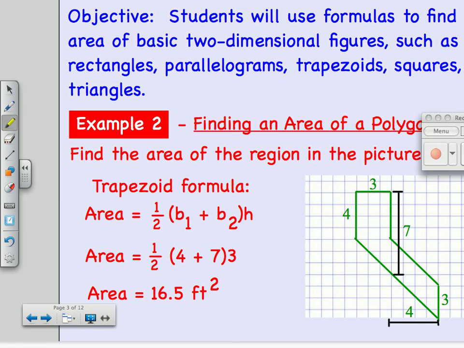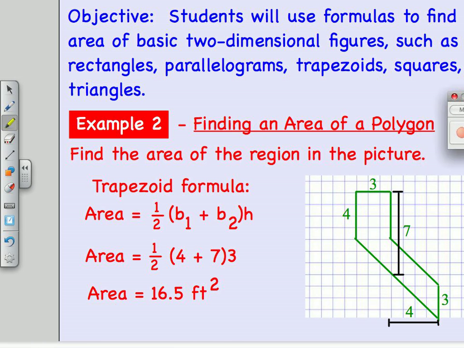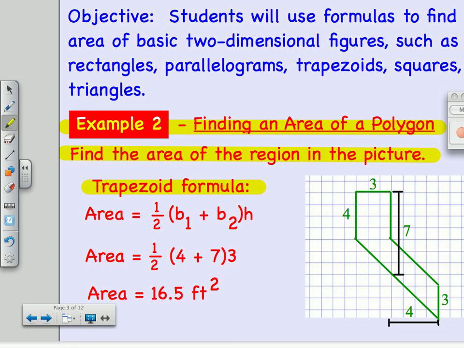Example 2, finding the area of a polygon. So what if the polygon isn't like a clear trapezoid or a clear square or a clear rectangle? So what we're going to do here is we are going to find two figures here. Okay? So I have two shapes here. If I draw a line right there, dividing it in half, right? I have this shape, which is a rectangle. And then I have this shape over here, which is a trapezoid. All right? We have two different bases.